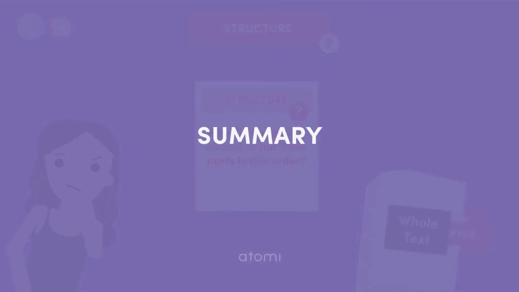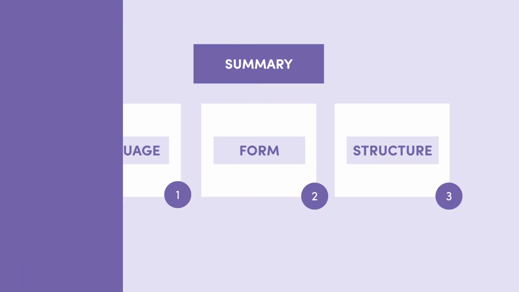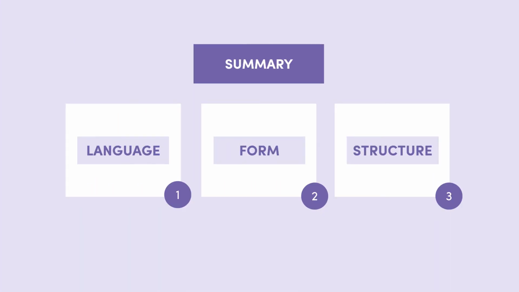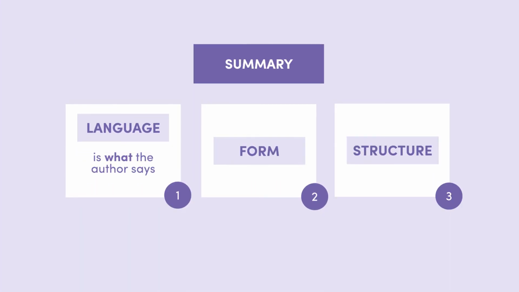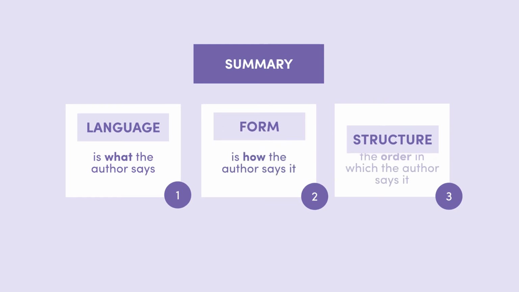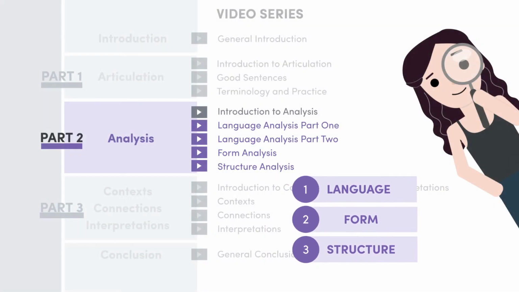Having been through language, form, and structure, we can now say how we're going to understand it. Language is what the author says, form is how the author says it, and structure is the order in which the author says it. Got it? I'll repeat it anyway. Language is what the author says, form is how the author says it, and structure is the order in which the author says it. That is all there is to it, but it's still incredibly important, so buckle up.